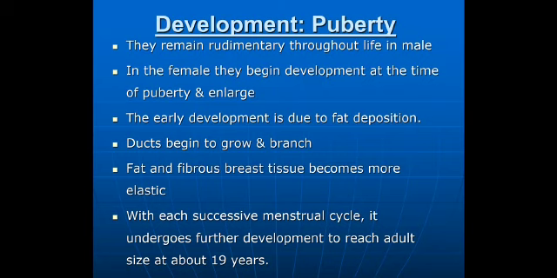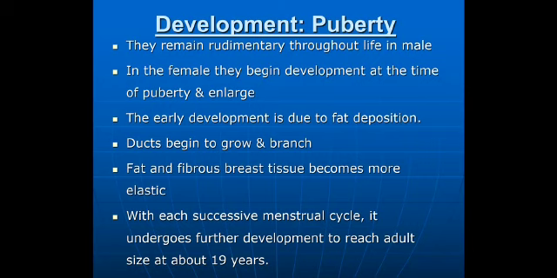During puberty, they remain rudimentary throughout life in males. In females, they begin development at the time of puberty and enlarge. The early development is due to fat deposition. Ducts begin to grow and branch. Fat and fibrous tissue increase, and breast tissue becomes more elastic. With each successive menstrual cycle, it undergoes further development to reach adult size at about 19 years.